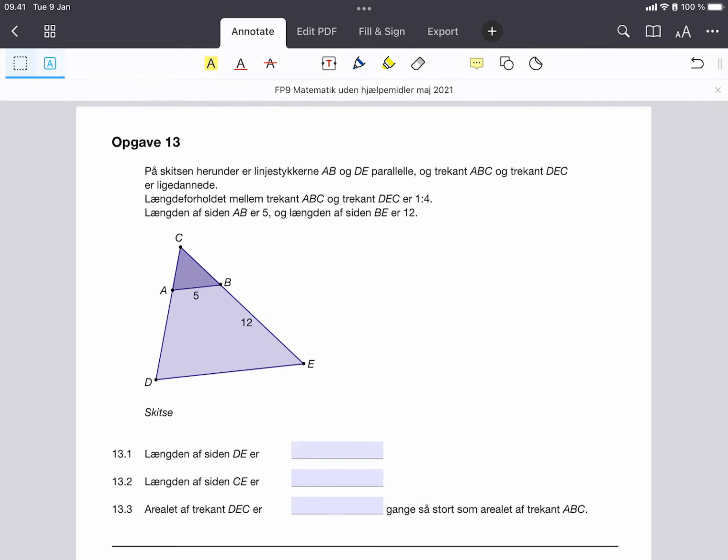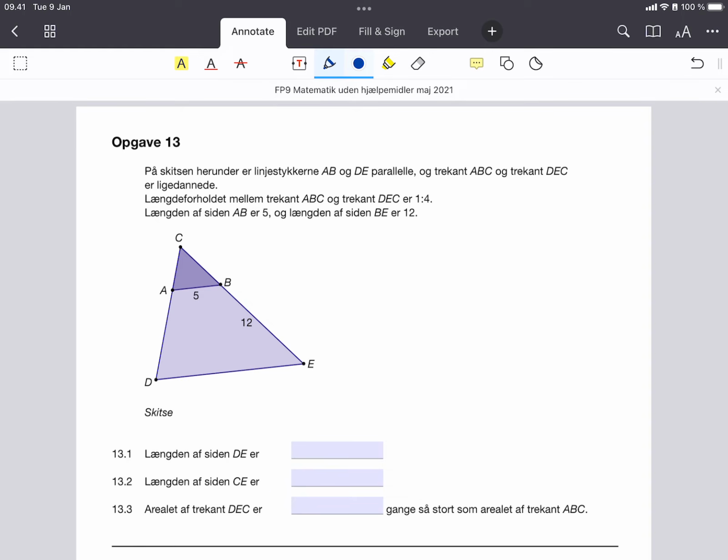Okay, question 13, quite a popular question in recent years. It says, on the sketch below the lines A, B, and D, E are parallel. That is parallel to that. Triangles A, B, C, so that's the little triangle, and triangles D, E, C, the big triangle, are similar. They're similar, which means they're the same basic shape.